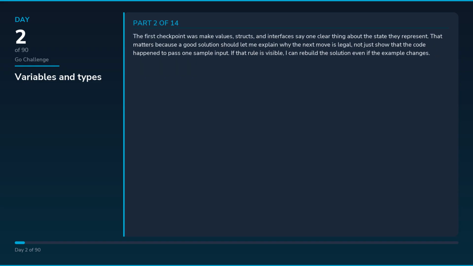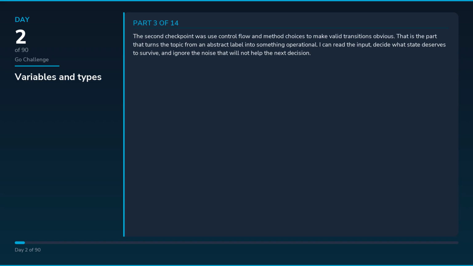The first checkpoint was make values, structs, and interfaces say one clear thing about the state they represent. That matters because a good solution should let me explain why the next move is legal, not just show that the code happened to pass one sample input. If that rule is visible, I can rebuild the solution even if the example changes.